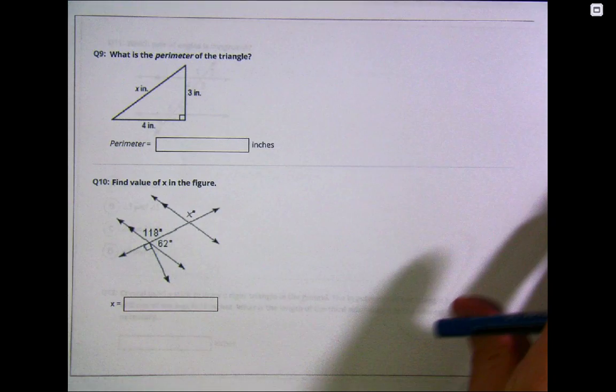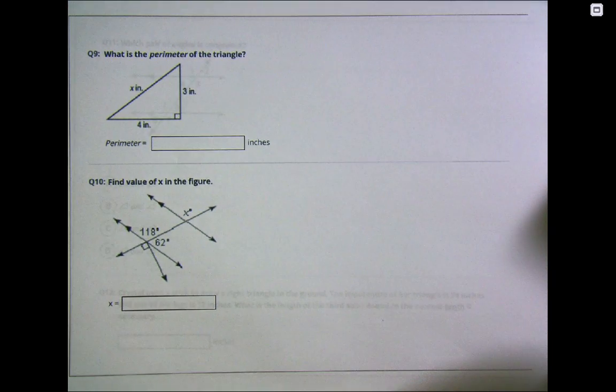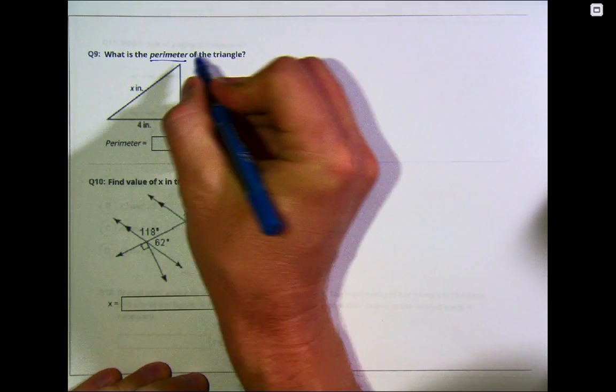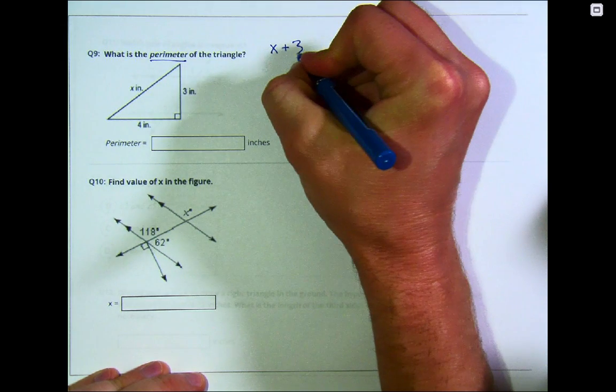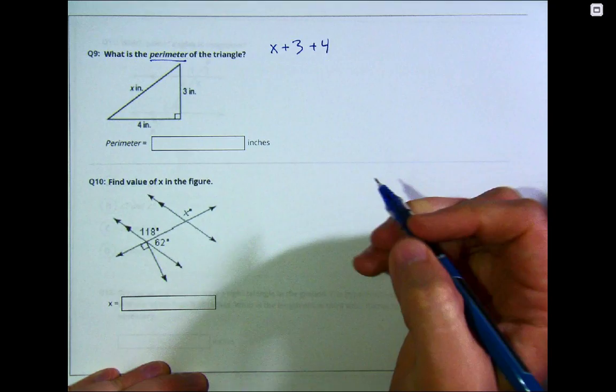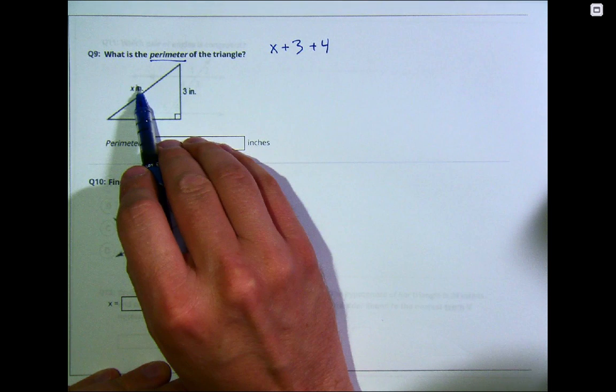What is the perimeter of the triangle? Okay, so the perimeter of the triangle here. What's a perimeter? The perimeter is this plus this plus this. So the perimeter is x plus 3 plus 4. But we can't put that here. We need to figure out what that number is.